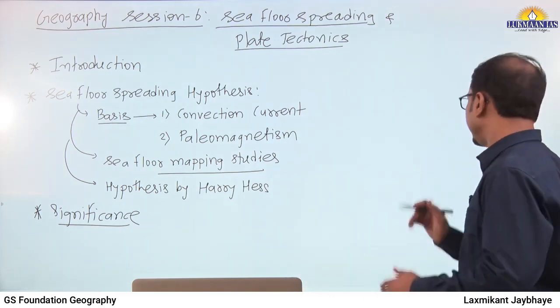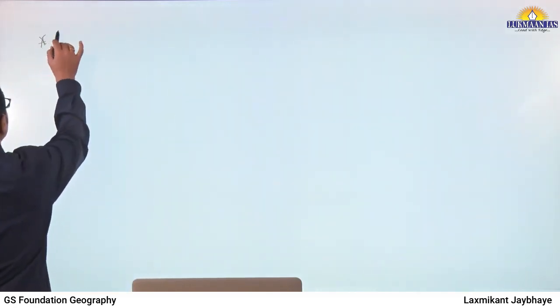So in the introduction, what we have understood is that the idea proposed by the continental drift theory of Wegener was carried forward and further studied later on to propose the convection current theory of Arthur Holmes, which provided the basis for the development of this seafloor spreading hypothesis. So first of all, let us understand the basis.